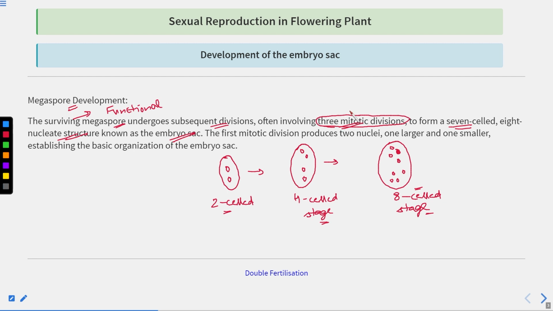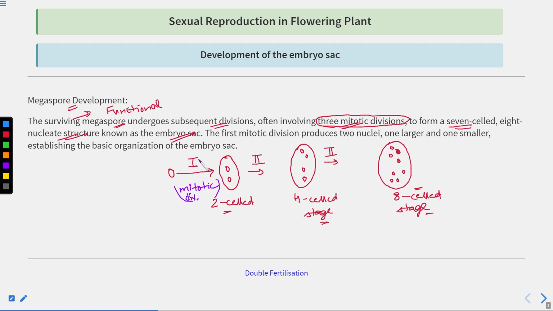So after every mitotic division, 2 cells are formed. Clear? So there is one functional megaspore. This gives rise to 2 cells. So this is the first mitotic division. This is the second mitotic division. This is the third mitotic division. Although all these are mitotic division.